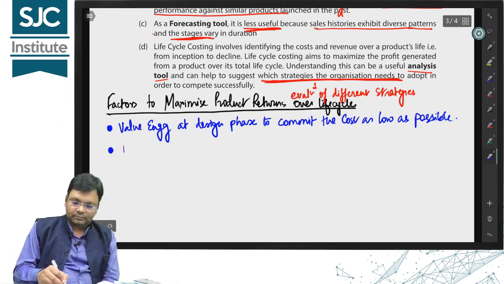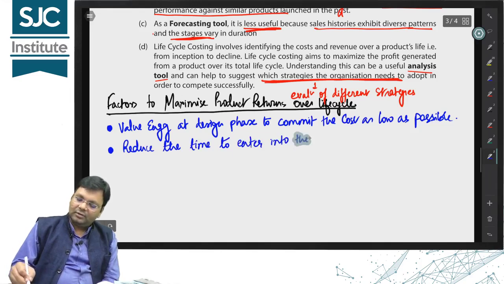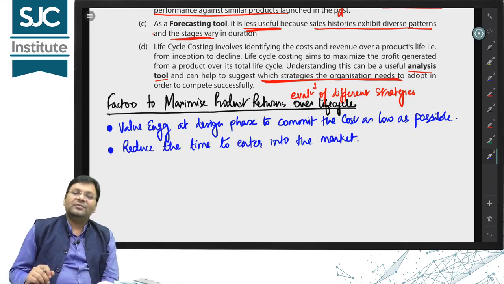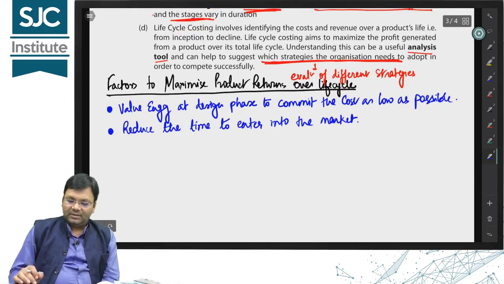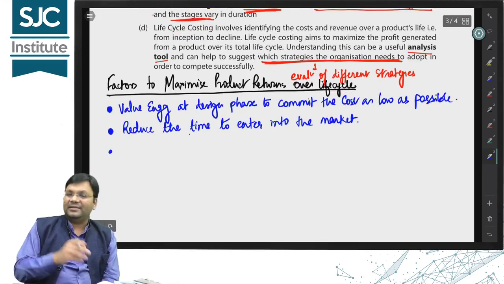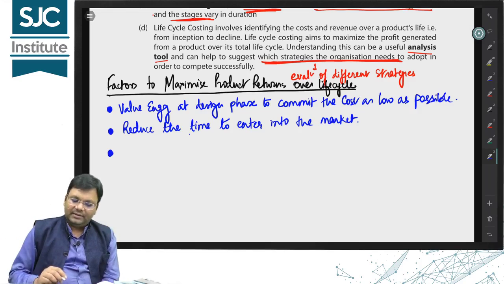Secondly, reduce the time to enter into the market. Now, if say you are continuously doing design iterations and you are not launching, consumer taste and preference may change at any time. So you should reduce the time to enter into the market, so that increases the life of the product. Somehow it's connected to target costing.